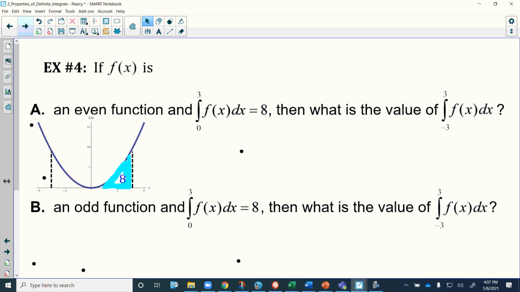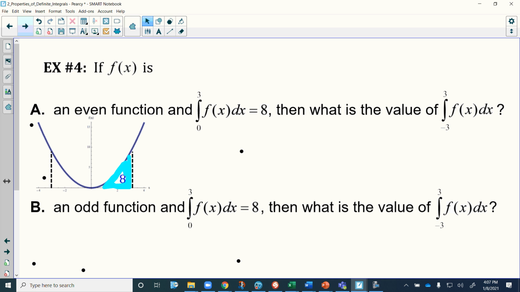So they're showing us that on the interval from 0 to 3, the area underneath the curve at that point is going to be 8, which I've kind of highlighted. So it's asking, what is the value of the integration from -3 to +3? Well, we don't know anything about -3 to 0 or anything, but maybe we do.